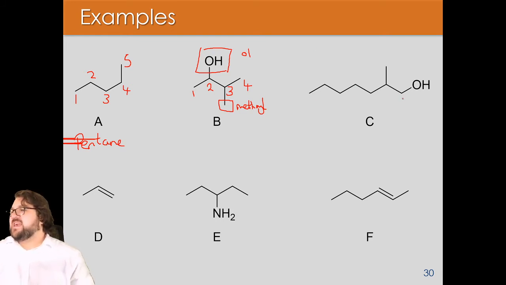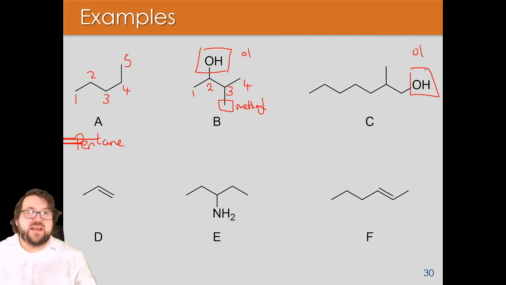Let's look at C. Okay, so I can see that the alcohol is over here, so I'm going to say ol. Now, a really common mistake in these situations is to count the oxygen as a carbon. It isn't. The first carbon is this one here. So just be really careful. It's very common for people to count that one. So don't worry if you did, but now that you've spotted it, let's correct that.